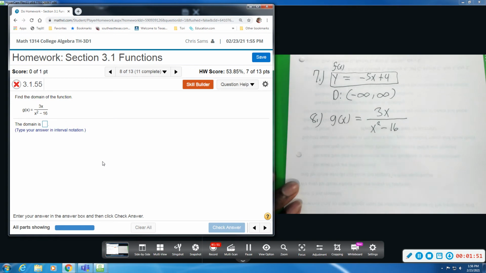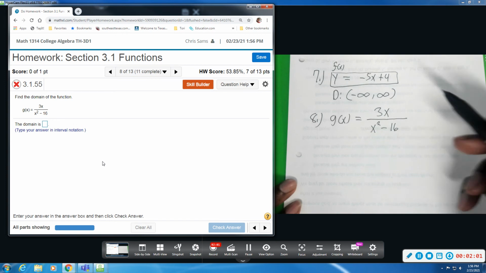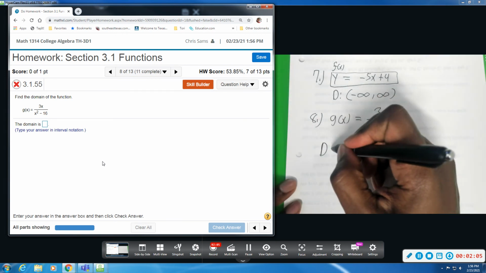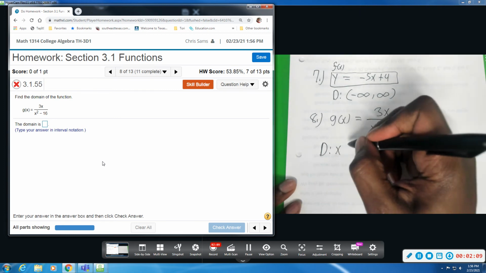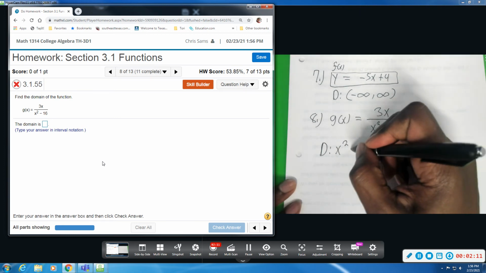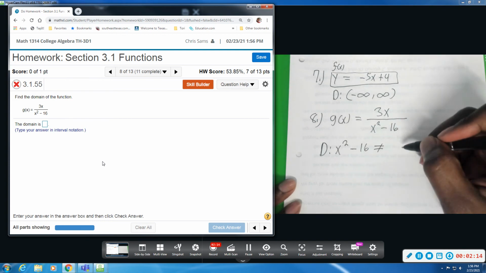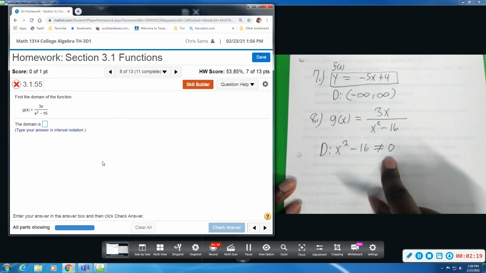So that first scenario that we look out for, meaning a fraction, we do have a fraction. What we have to remember is that we cannot divide by 0. So to figure out our domain, we take whatever's on the bottom, which is x squared minus 16, and this cannot equal 0. And then we solve for x.